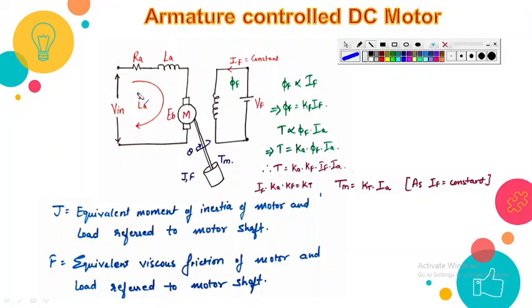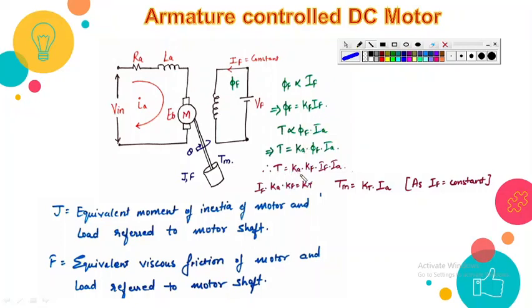First thing that we can see is that we have this circuit, and here we can apply KVL. This is my armature circuit where IA current is flowing, and we know that torque T is proportional to phi f into IA. If I remove the proportionality, we can write it as KA into phi f into IA, and we already know that phi f can be written as KF into IF, so I can substitute it over here.